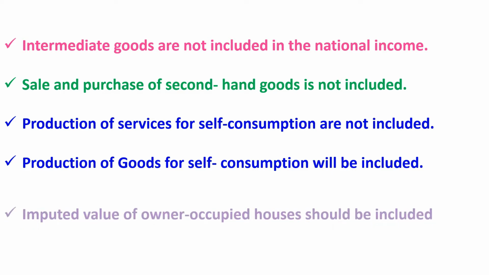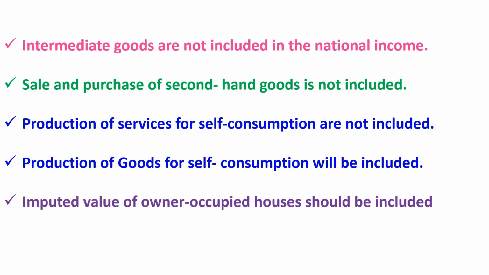Imputed value of owner-occupied houses should be included. People who live in their own houses do not pay any rent, but they enjoy housing services similar to those people who stay in rented houses. Therefore, housing services are estimated according to the market rate.